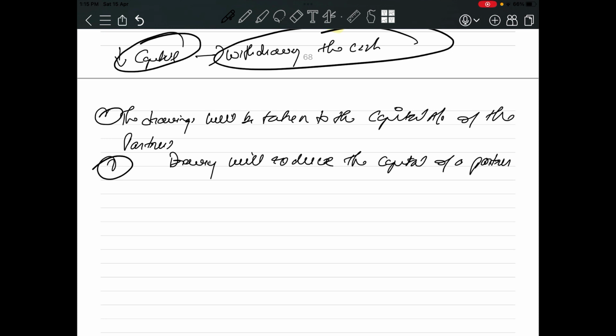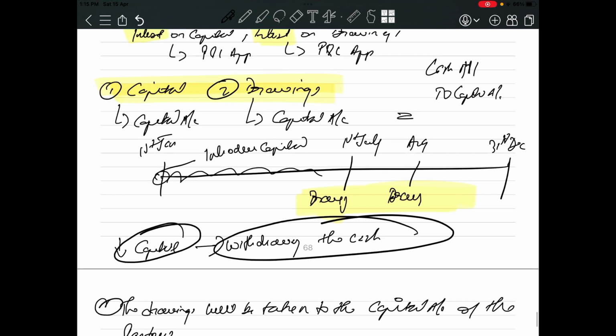Simple. Now see, why are interest on capital and interest on drawings taken to P&L appropriation account then? Because that is the income or loss for the partnership firm, so it will obviously be taken to the P&L appropriation account. I hope this is clear.